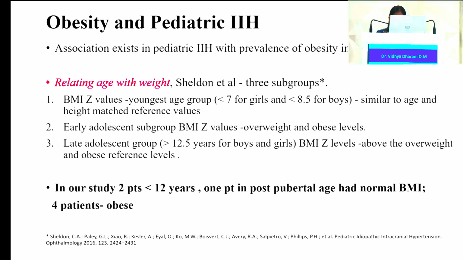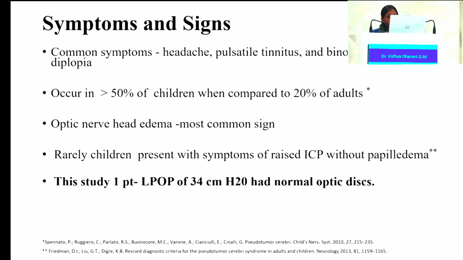This was supported by Sheldon et al. He said that in the younger patients, the BMI Z values were normal, but in early adolescent and late adolescent, they were hovering around the overweight and obese reference levels. In our patients, 2 children who were less than 12 years and 1 patient in the post-pubertal group had normal BMI, rest were obese. The most common symptoms children can present with are headache, tinnitus, and diplopia.